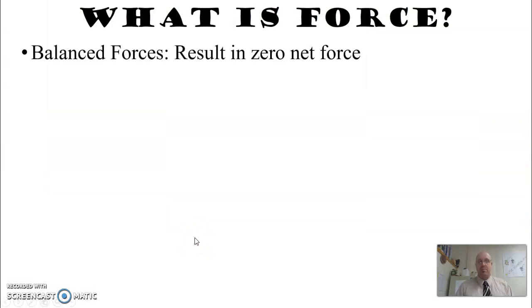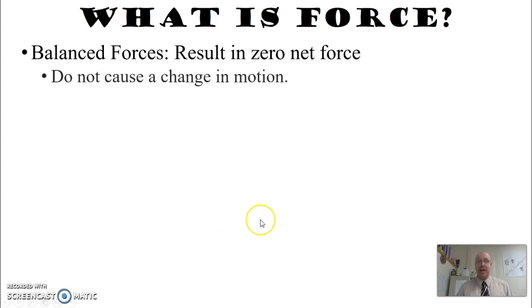Next thing we want to talk about is balanced forces. A balanced force results in zero net force. Remember, net force is all the forces working on an object. If they're balanced, they're not going to cause any change in motion. If I have 5 newtons of force in one direction and 5 newtons from the other direction, this is a balanced force. There's zero net force, okay? So there's no motion change.